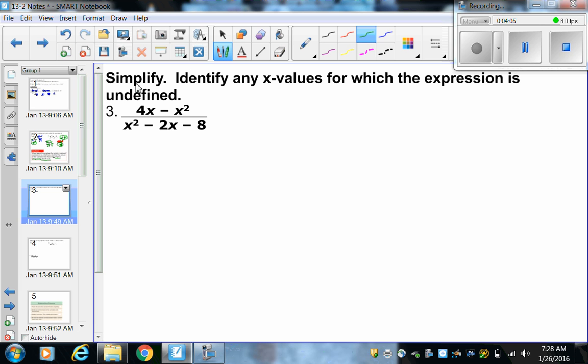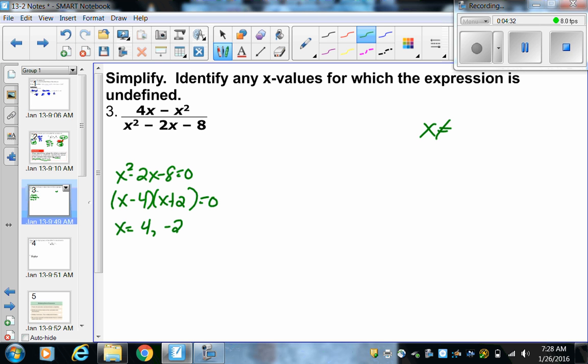Example 3, simplify and identify any x values for which the expression is undefined. So I'm going to do the undefined first. X squared minus 2x minus 8 equals 0. So two numbers that multiply to negative 8 and add to be negative 2 would be negative 4 and positive 2. So that tells me that x is 4 and negative 2. So I know on my answer I'm going to have that x cannot be 4 or negative 2. That's the domain restriction.